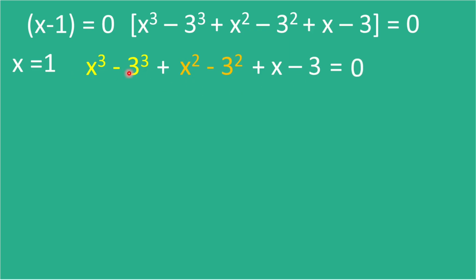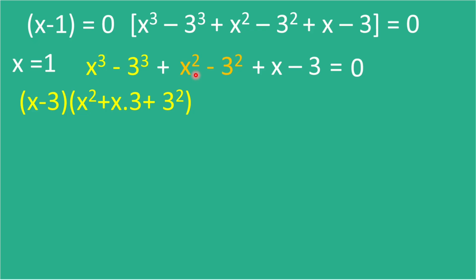So here we can use algebraic identities. In this x cube minus 3 cube, we can use the algebraic identity of a cube minus b cube, which is equal to (a minus b) into (a squared plus ab plus b squared). So here we have a equal to x and b equal to 3. Then we can write (x minus 3) into (x squared plus ab, that is x into 3, plus b squared, that is 3 squared).